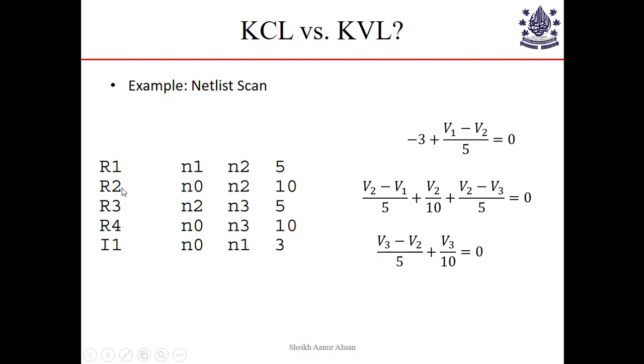Okay, let's go to the next statement. So the next statement is R2 between nodes ground and N2 with a value of 10 ohms. Now it is seeing N2 now, not N0, because this is ground anyway.